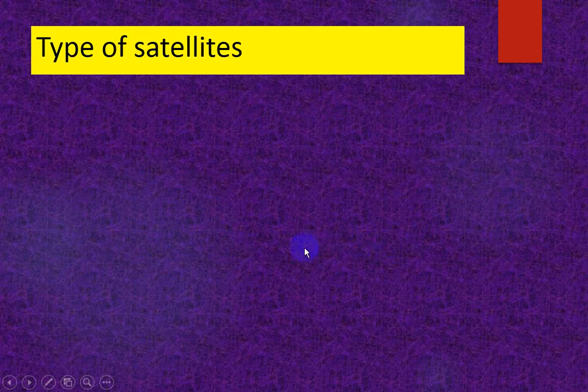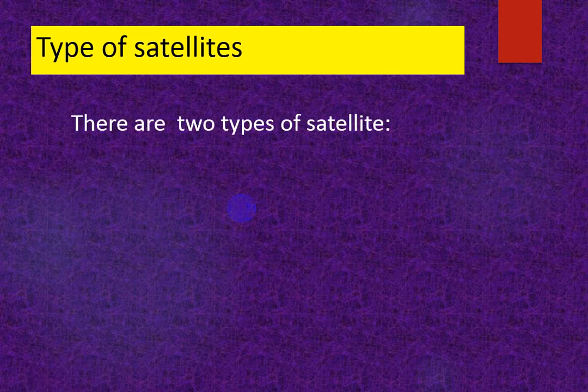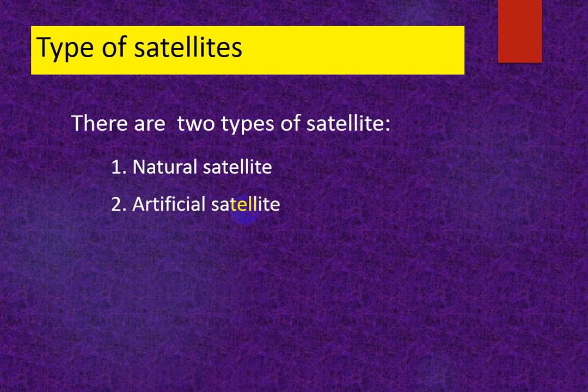Types of satellites. There are mainly two types of satellites: natural satellites and artificial satellites.